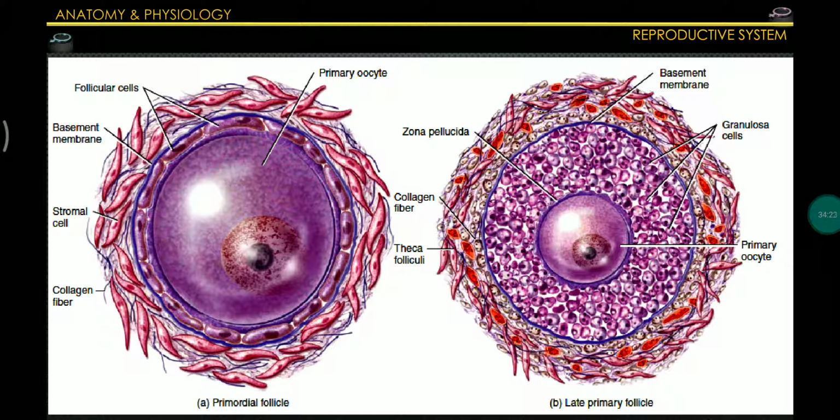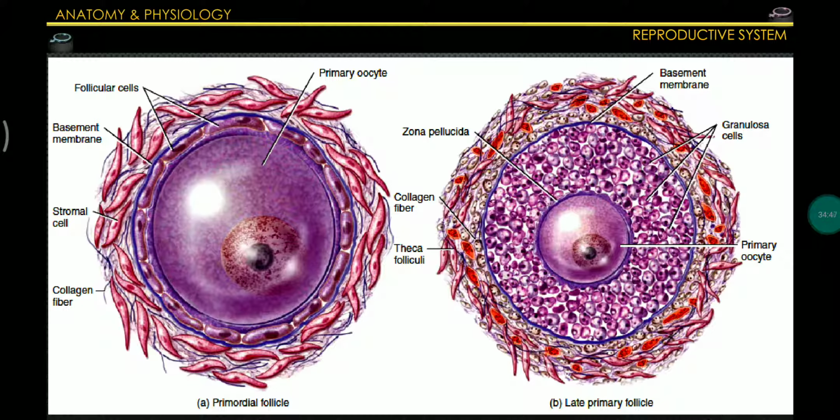Of them, around 400 primary oocytes remain in the ovaries, altogether in both the ovaries. These oocytes develop into follicles, and these follicles later develop through different stages, which helps in the development of ova and release of ova.